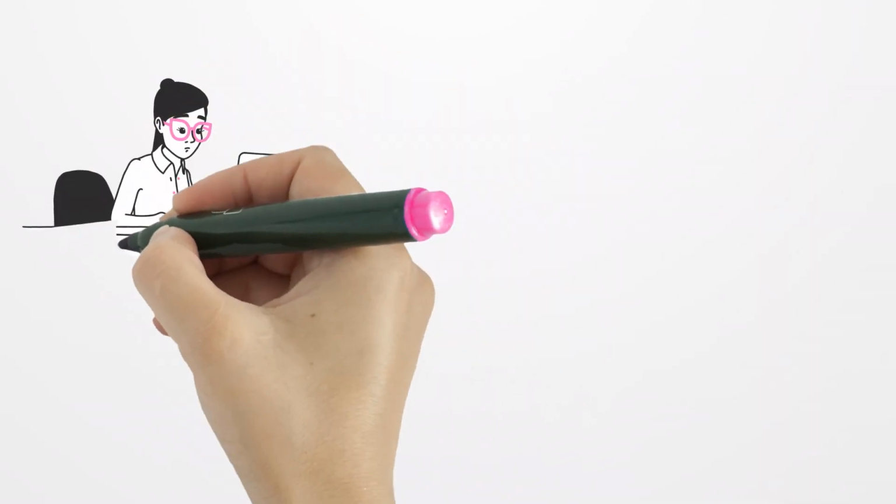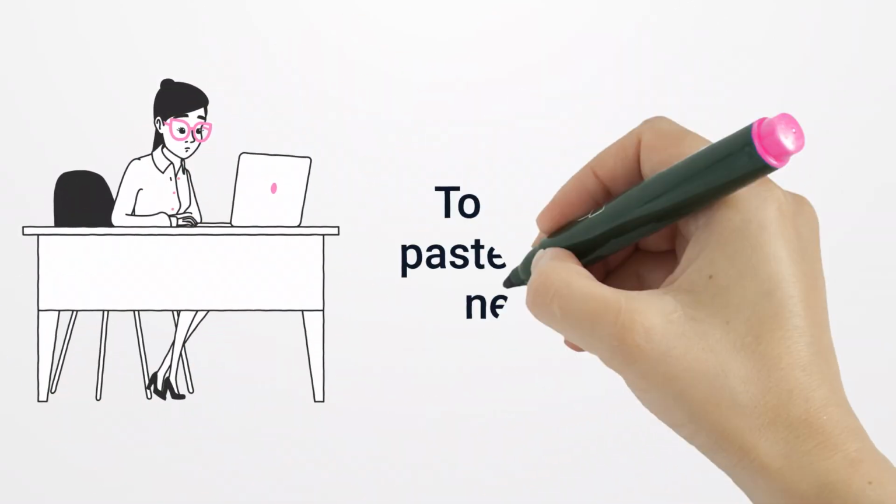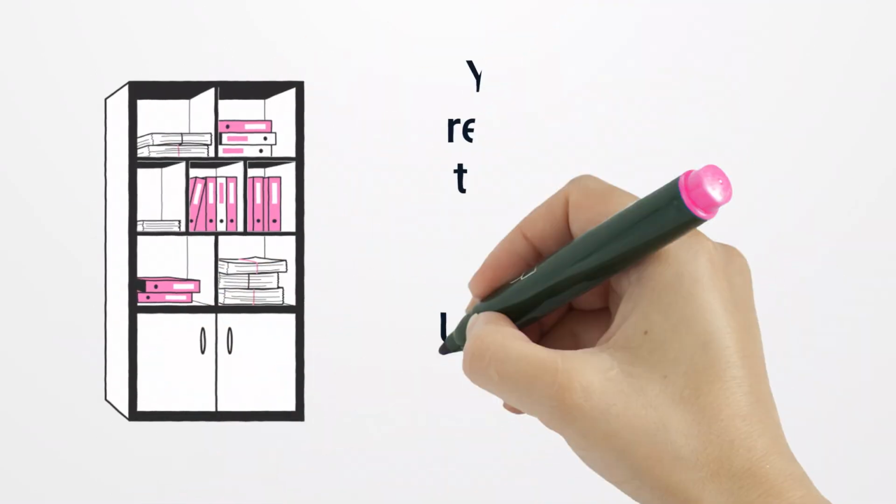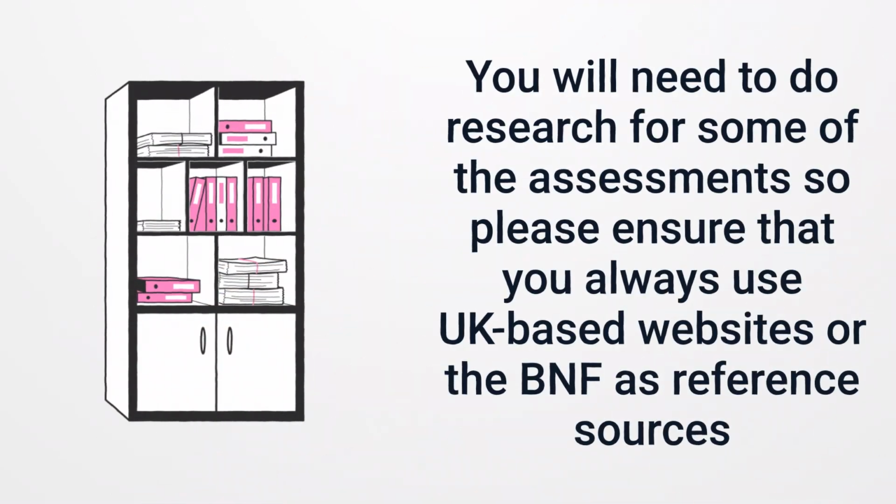To start your assignment in the right way, always copy and paste the brief onto a new document. This ensures your answers are numbered clearly and that you don't miss out any of the questions. You will need to do research for some of the assessments. Please ensure that you always use UK-based websites as reference sources. Don't use American sites, as the drugs they use are often not licensed for use in this country. The BNF is going to be your best resource for these assignments. You can download the app, look online, or use the paper version.